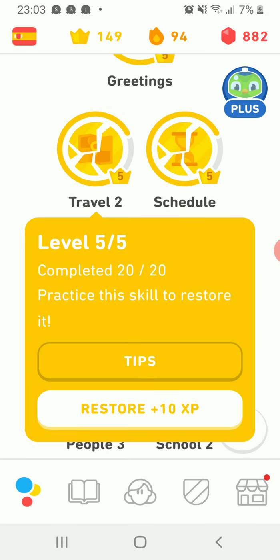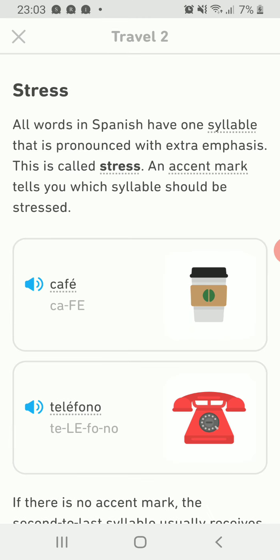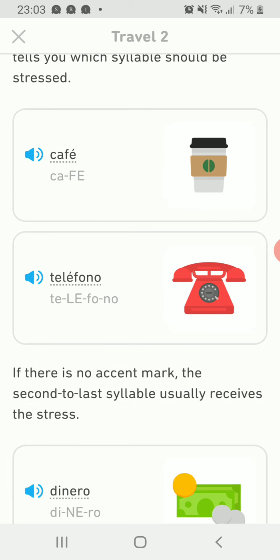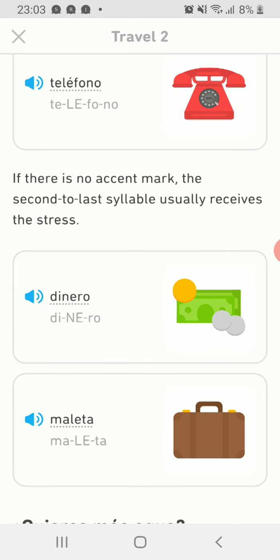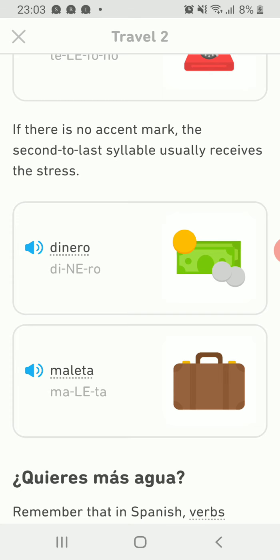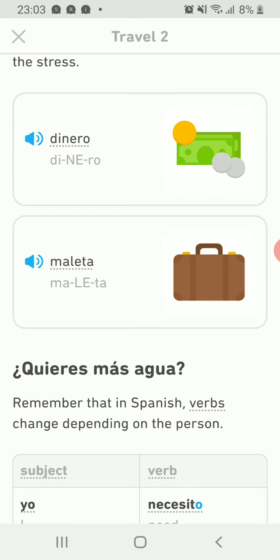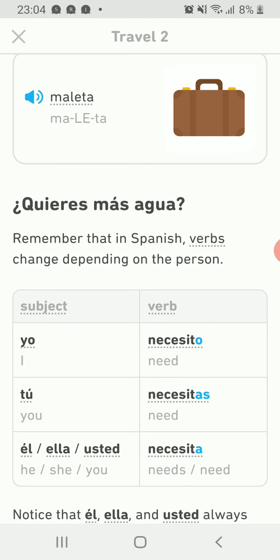And Travel 2 completed, yes, but let's have a look at the tips and then we will restore this lesson. Stress. All words in Spanish have one syllable that is pronounced with extra emphasis. This is called stress. An accent mark tells you which syllable should be stressed. Café, teléfono, and if there is no accent mark, the second to last syllable usually receives the stress. Dinero, maleta. ¿Quieres más agua?